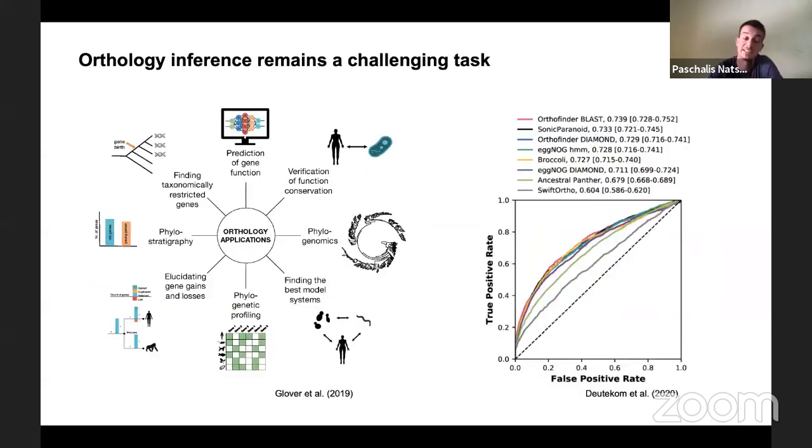And as dear David said, orthology is a central concept in evolutionary biology. As seen in the figure on the left, it is a first and very important step in multiple analyses, apart from the two I already mentioned. However, there is still no one standard way of inferring orthology, and there are multiple methods and tools to do this task. On the right, there is a figure that compares true and false positive rates for a number of methods. And there has been a huge effort in benchmarking and improving these methods. However, orthology inference remains a very challenging task.